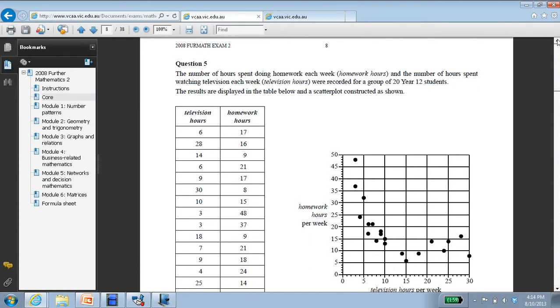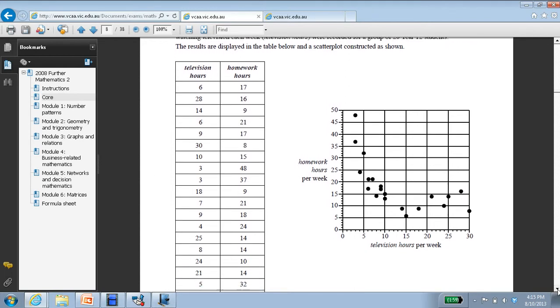Okay, so here's our question. We have a table here, and let's read the question. The number of hours spent doing homework each week, which is in this column, and the number of hours spent watching TV each week were recorded. The results are displayed in the table, and the scatter plot is constructed as such.